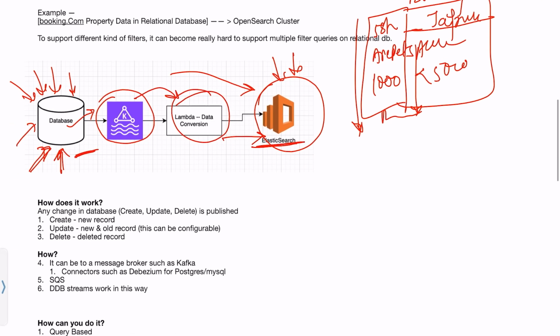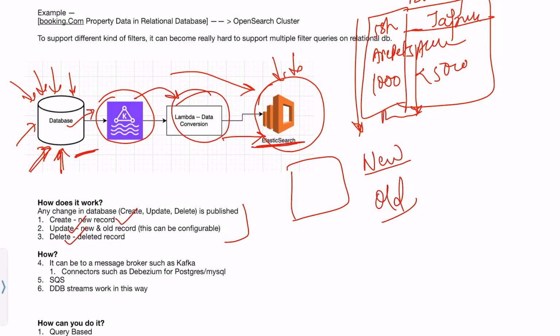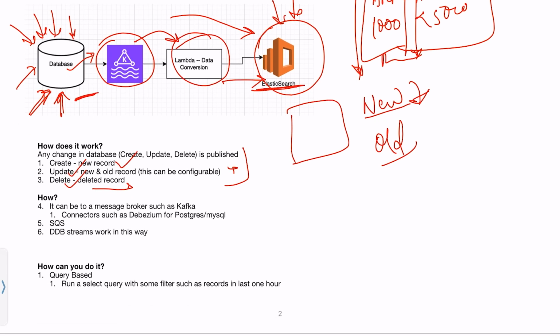Now let's talk about how it works. We already mentioned that you want to publish the update, so there are three things: you are either creating a new record, updating a record, or deleting a record. In case of create, you could publish the entire record that is saved to the database. In case of update, you generally publish both the old and new record, but this depends on the configurations. Let's say you just want to publish the new one. Depending on the requirements and configurations you have, this could be the case. In case of delete, you publish the deleted record.